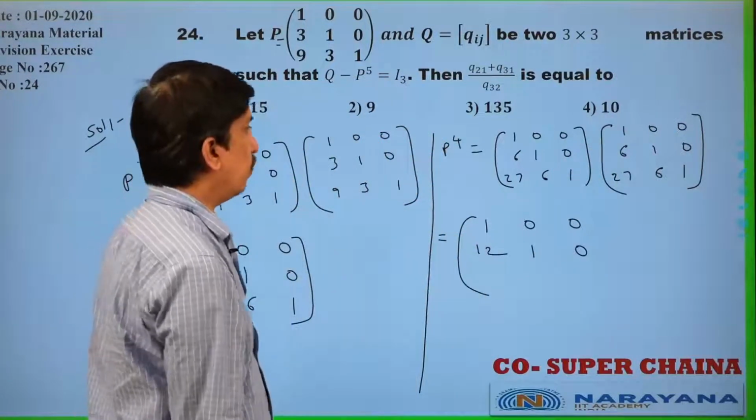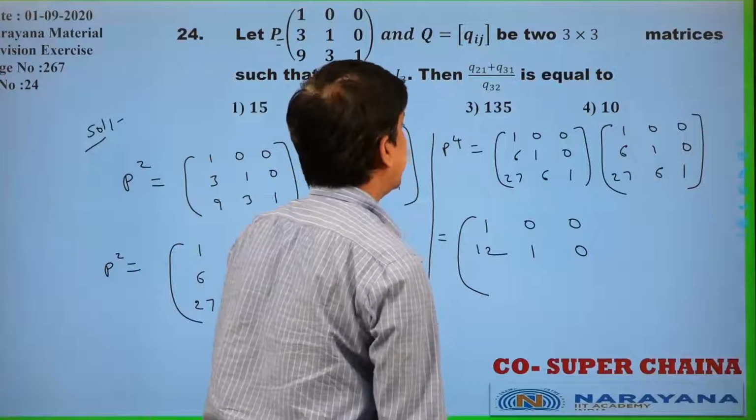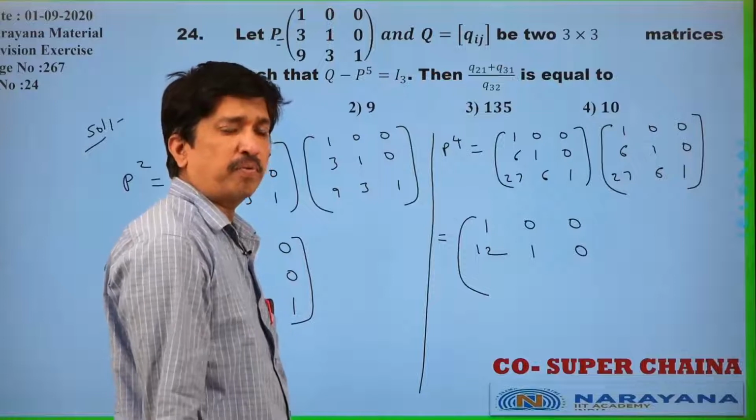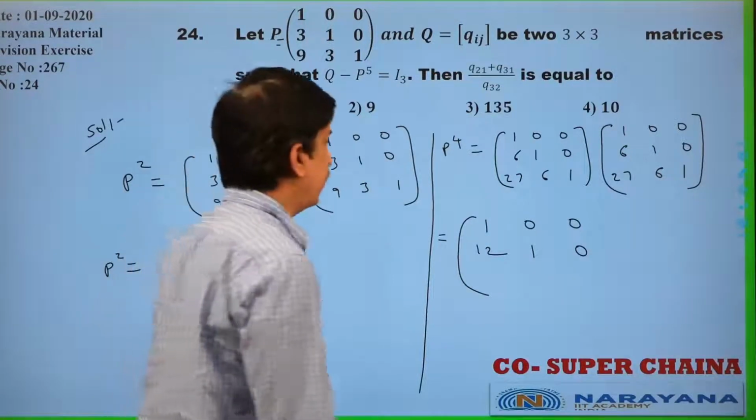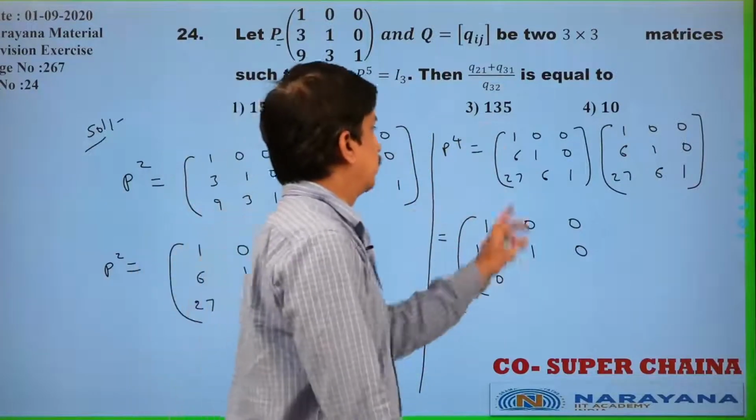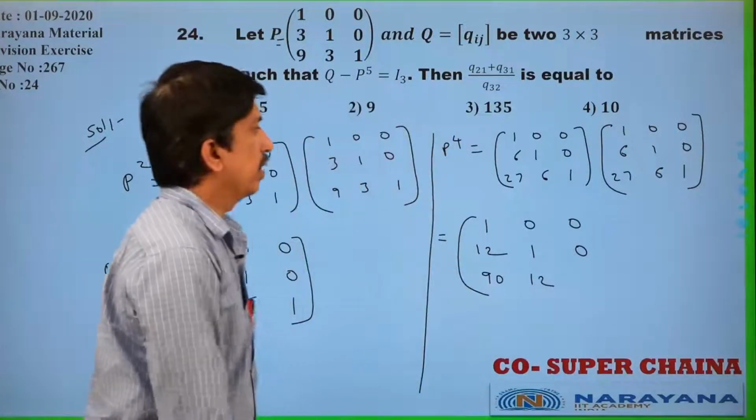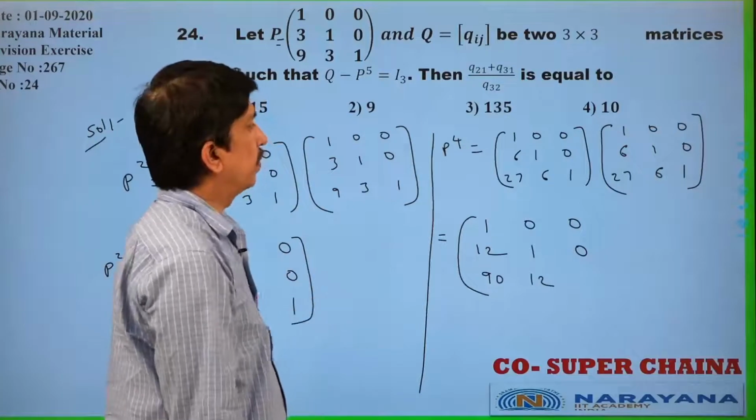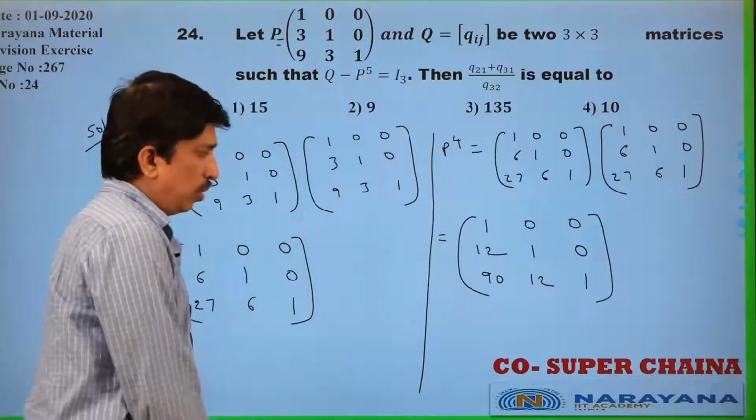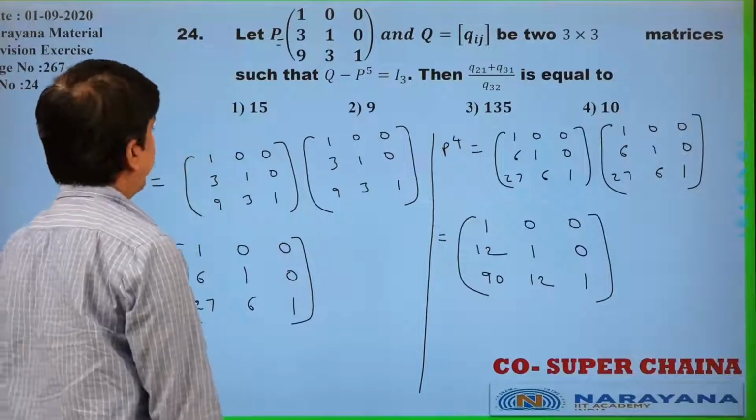Next, third row, first column, 27, 6 into 6, 36, 27, 27, 54. 54 plus 36, 90 you will get. Third row, second column, 0, 6 plus 6, you will get it as 12 only. Now, third row, last column, 0, 0 should be 1 only. 1, 0, 0, 12, 1, 0, 90, 12, 1 we got. Now, P to the power of 5.